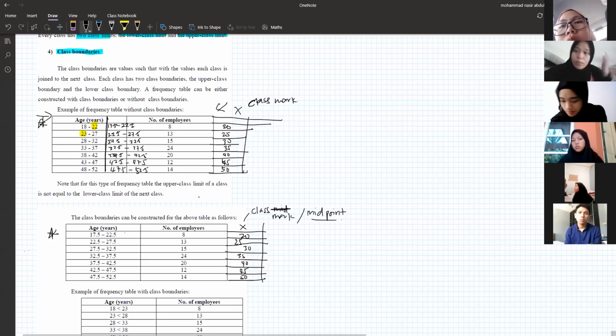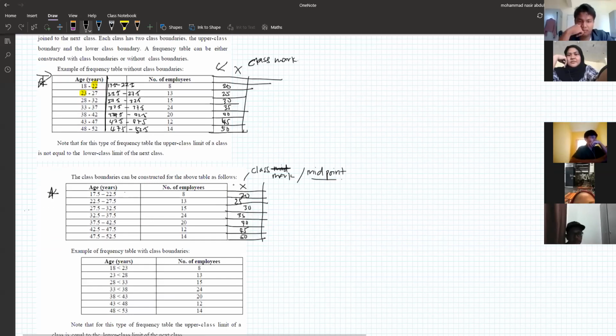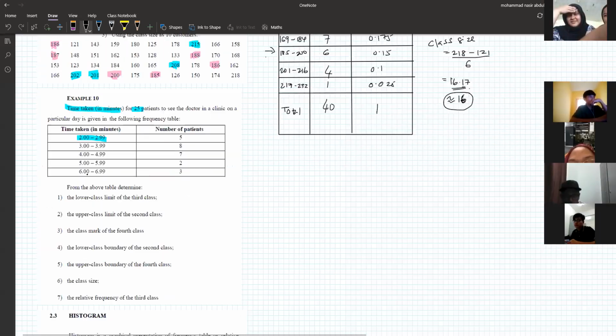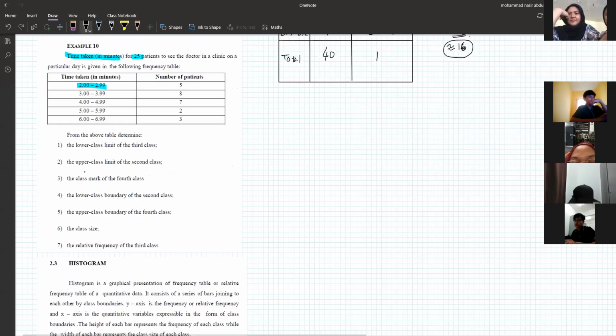Any questions so far? So now let's move to the next one. We have frequency. You already know the frequency value, right? So now look at example number 10. Before we end our class, look at example number 10. Time taken in minutes for 25 patients. So the last row, total, should be equal to 25, right? From the above table, determine lower class limit for the third class.